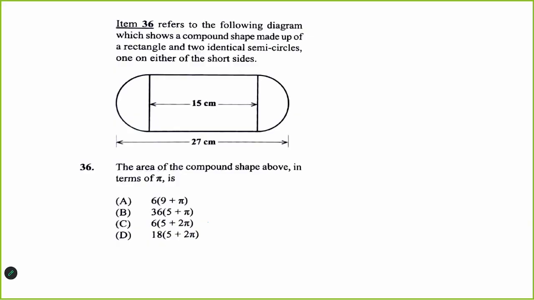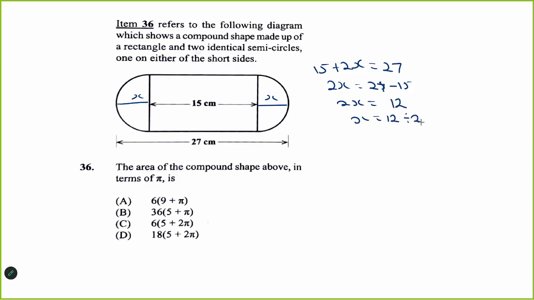Item 36 refers to the following diagram, which shows a compound shape made up of a rectangle and two identical semicircles. So that means this length here and this length here are equal. Let's label it x. So 15 plus 2x gives me 27. That's 2x is equal to 27 minus 15, so 2x is equal to 12. So x is equal to 12 divided by 2, which is 6.